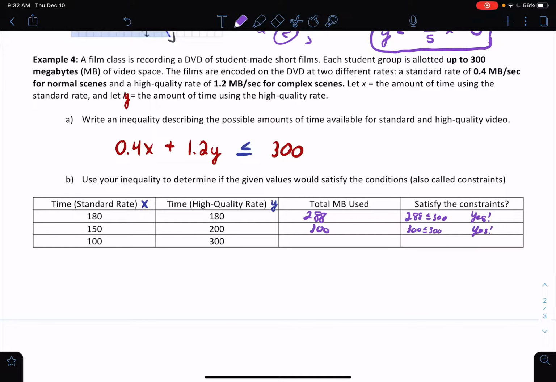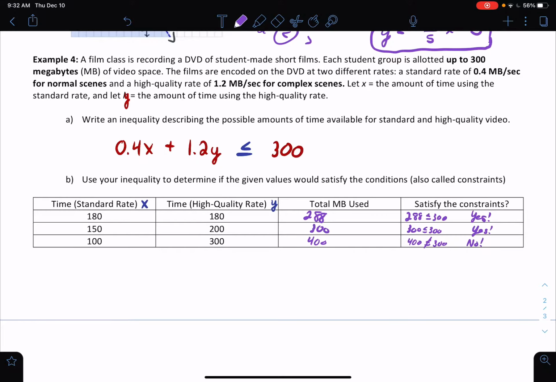What if I use 100 seconds of standard and 300 seconds of high quality? 0.4 times 100 plus 1.2 times 300. That's going to give me 400. 400 is not less than or equal to 300. So no. If I had a situation like that, that would not satisfy my constraint.